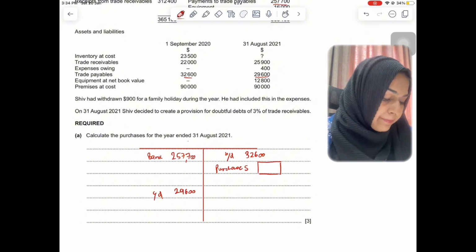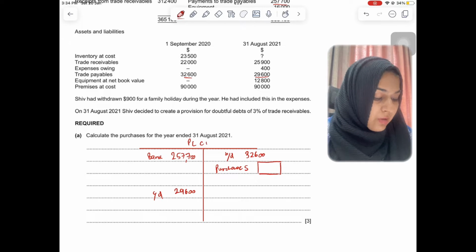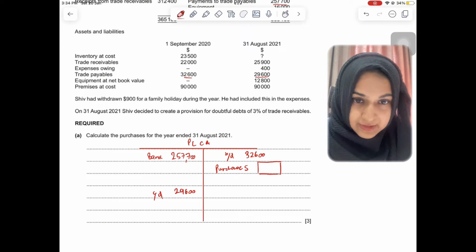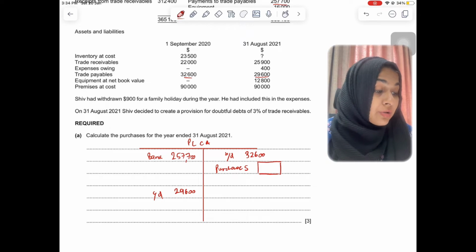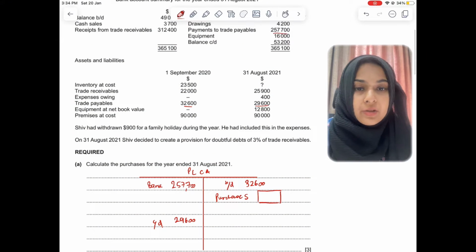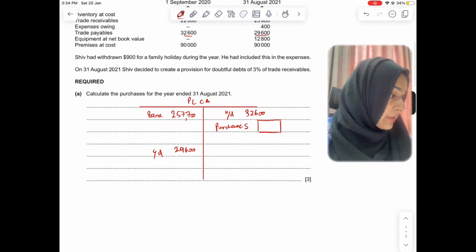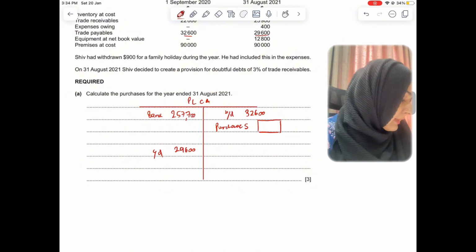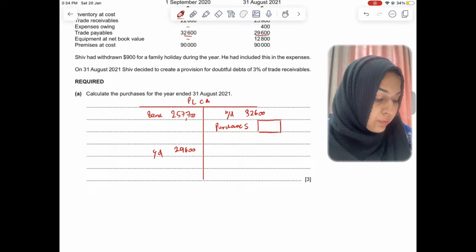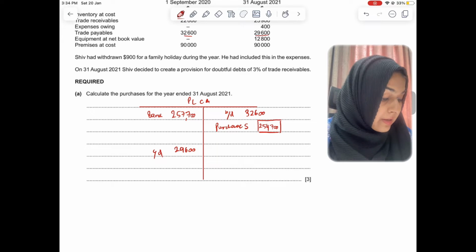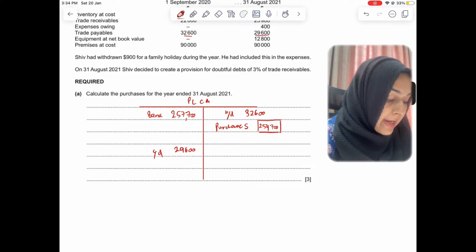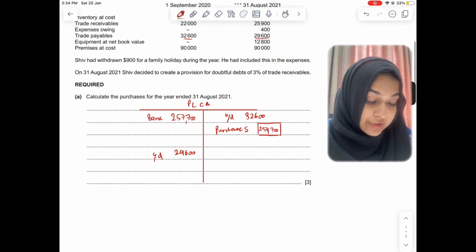On the top I'll write purchases ledger control account. It's always preferable that you write full forms in the final exam. Don't go for short forms unless you are very, very short of time. When you find out purchases from here, the amount should be 254,700. That is the amount of purchases in this question. The credit purchases is 254,700, and that's it for the credit purchases.